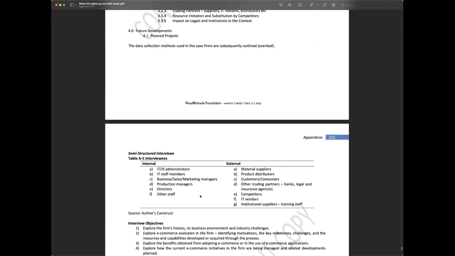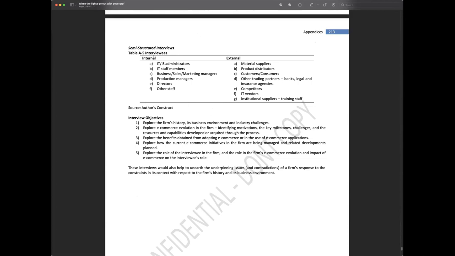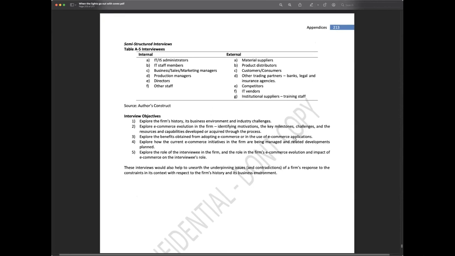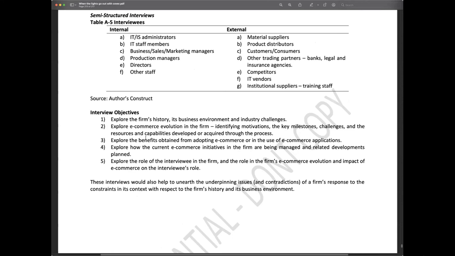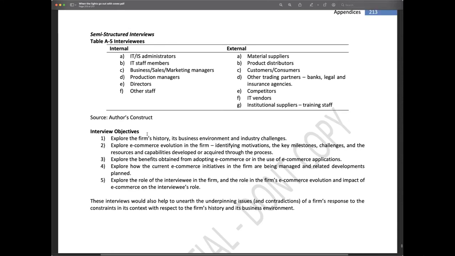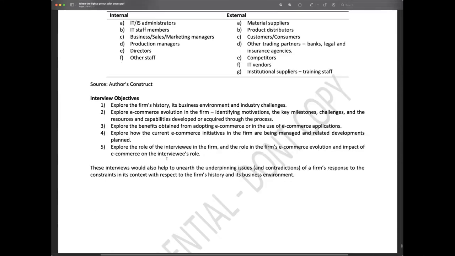Then I have my structured interviews. Who am I interviewing? Look at my internal and external. Remember I mentioned internal and external respondents. Who are the internal? Who are the external? These are the people who are coming from outside the organization. And then I have the interview objectives. Why am I interviewing them? These are the objectives that are guiding me in the interview process.